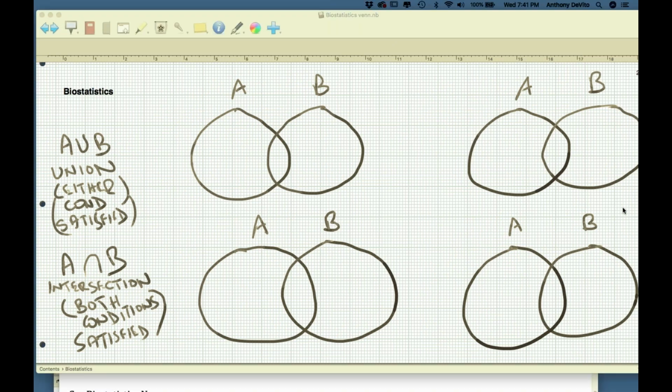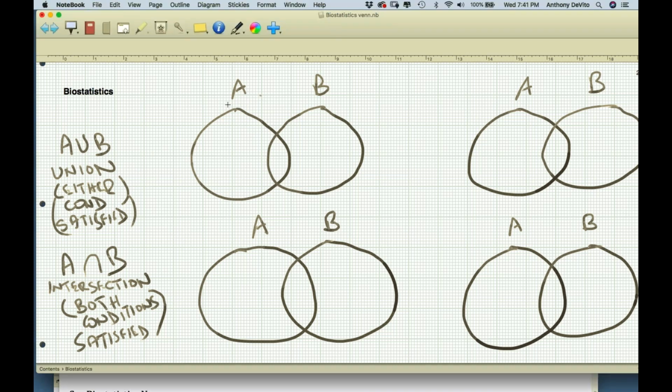The first thing I want you to remember is that when I describe Venn diagrams, and when I use union and intersection, they mean certain things. A union B means it could be either condition satisfied, right? So A and B or A or B all satisfy that condition. A union B means either one of these or both together satisfy that condition.